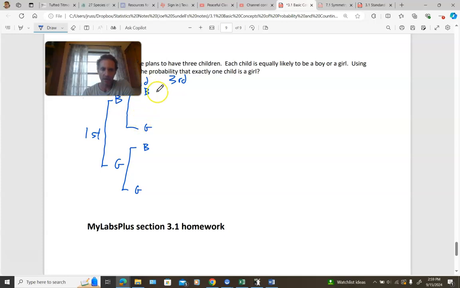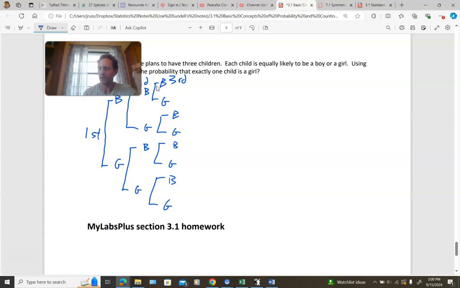At the end of each branch, the possibilities are either a boy or a girl. Okay, so if the first child was a boy and the second child was a boy, then the third child can still be either a boy or a girl. And if the first child was a boy and the second child was a girl, then the third child can either be a boy or a girl. And then the same thing: if the first child was a girl and the second child was a boy, then the third child can either be a boy or a girl. And then finally, if the first child was a girl and the second child was a girl, then the third child can be either a boy or a girl.